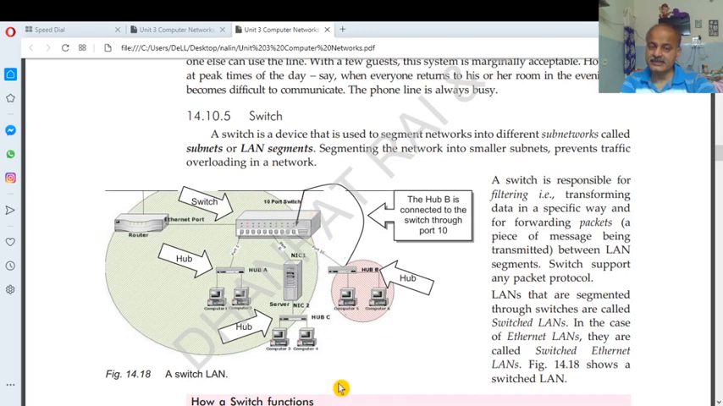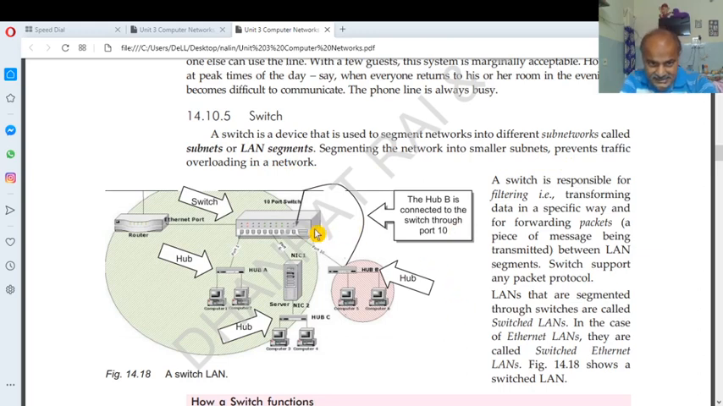What is its meaning? Suppose you have two networks, then you can connect these two networks, or more than two networks, with the switch. Clear? A switch is a device that is used to segment a network. Segmenting a network means separating a network into different subnetworks called subnets or LAN segments. Segmenting the network into smaller subnets prevents traffic overloading in a network.